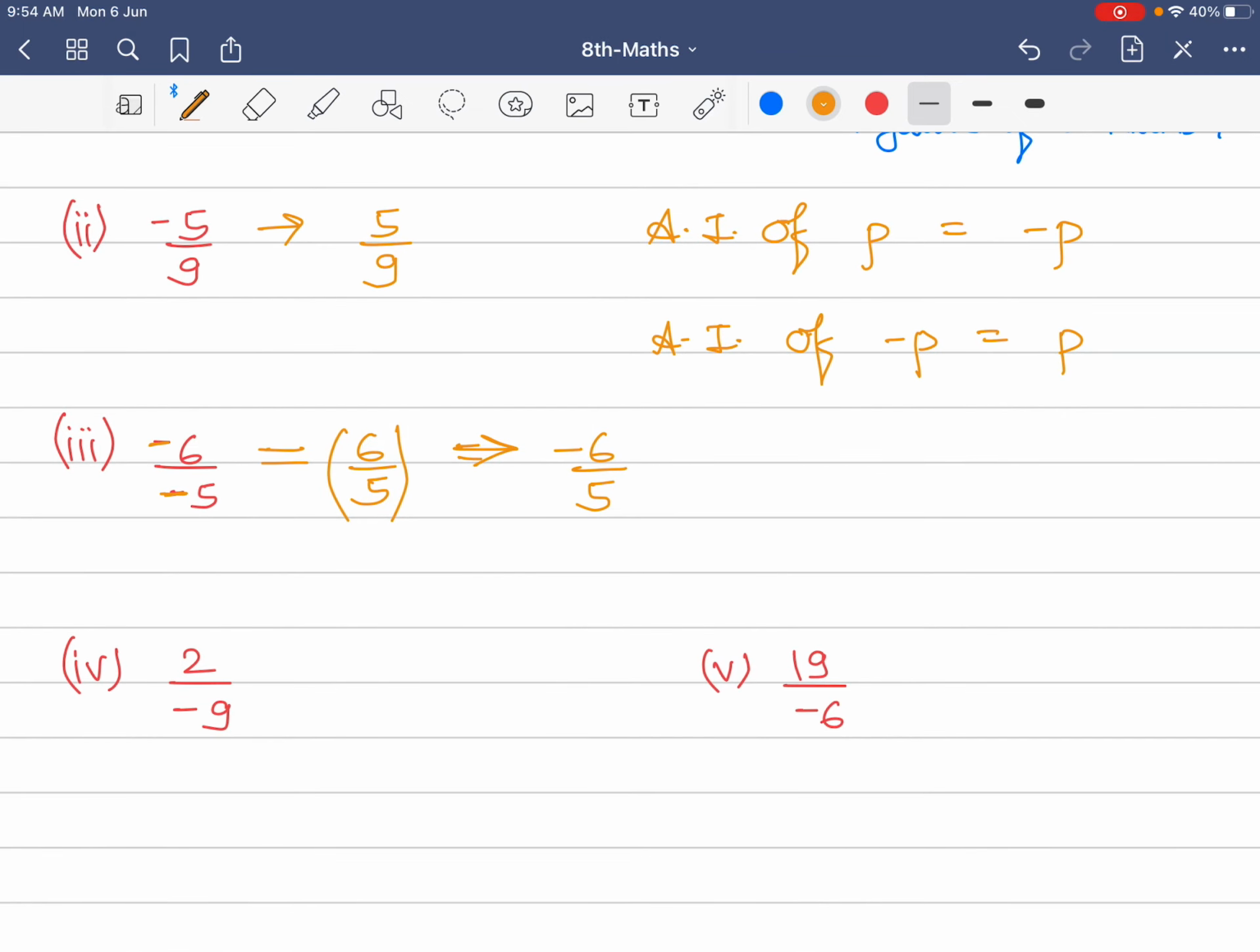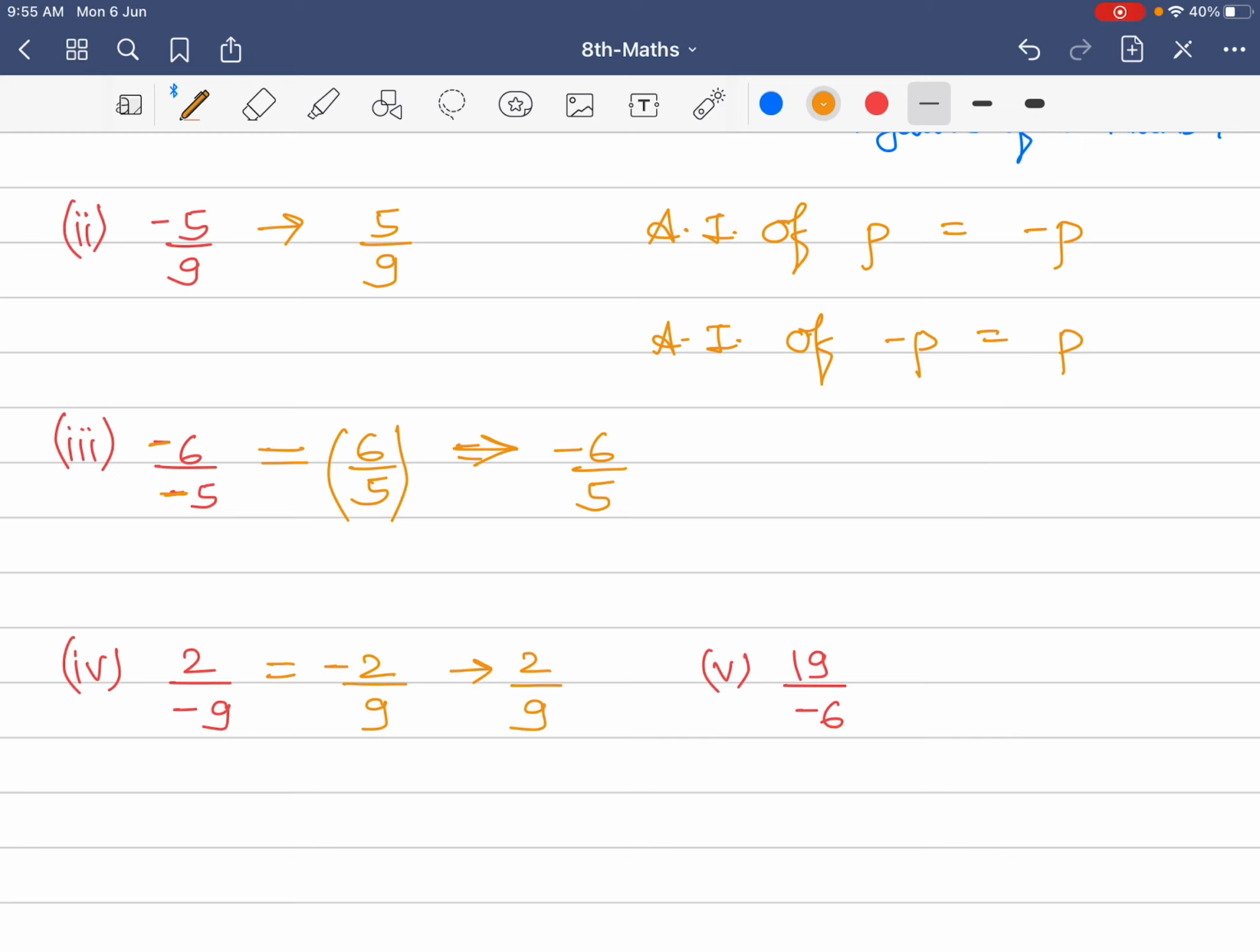Now we have the fourth question, 2 upon minus 9. As we know, 2 upon minus 9 is nothing but, you can just write it as minus 2 by 9. It doesn't matter whether the negative sign is at the numerator or at the denominator, it is considered the same thing. And now minus 2 by 9 is of the form minus p. So additive inverse of minus p is equal to p. So additive inverse of this is going to be 2 by 9.